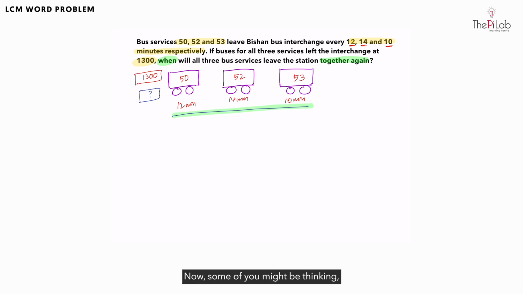Now some of you might be thinking, this question is very, very familiar. You might have done it in primary school, right? And you are totally right. So how did you guys do it in primary school? You guys must have done it by listing, right? So for 12, we're going to list down the multiples of 12. So you have 12, 24, 36, 48, 60. Okay, what's next? 72, 84, 96, 108, 120, and so on and so forth.